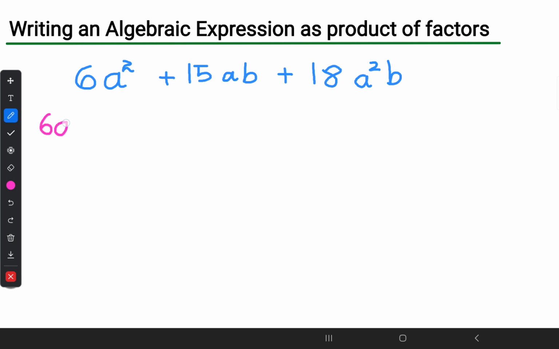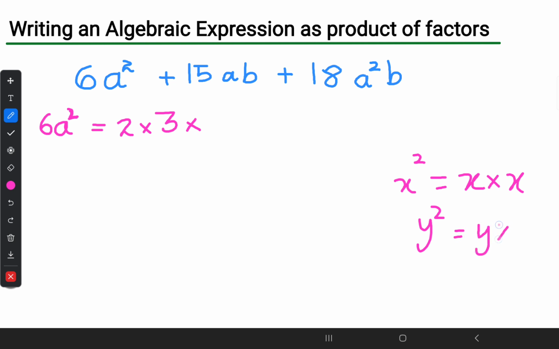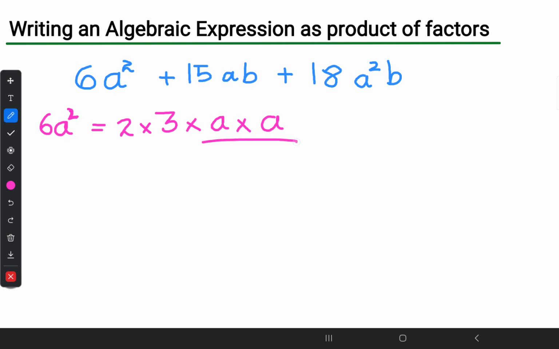So 6a square. 6 can be expressed as 2 times 3. You can do the calculations. A square, the square value. We know x square means x multiplied by x, y square means y multiplied by y. Similarly, here we have a square. A square means a multiplied with another a. So a square can be expanded as a times a. This is important. Sometimes students will write a square as a times 2. This is wrong. Square means a times a. Don't make those silly mistakes.